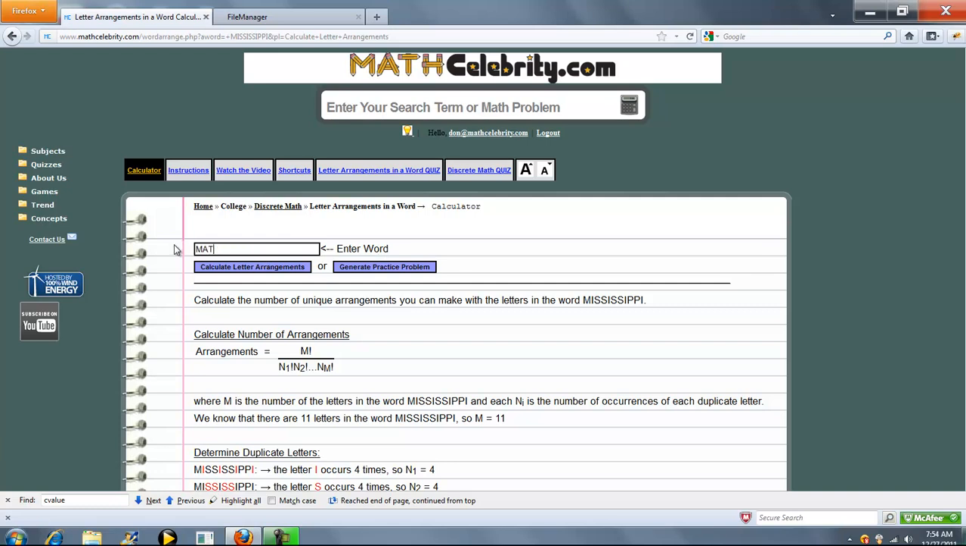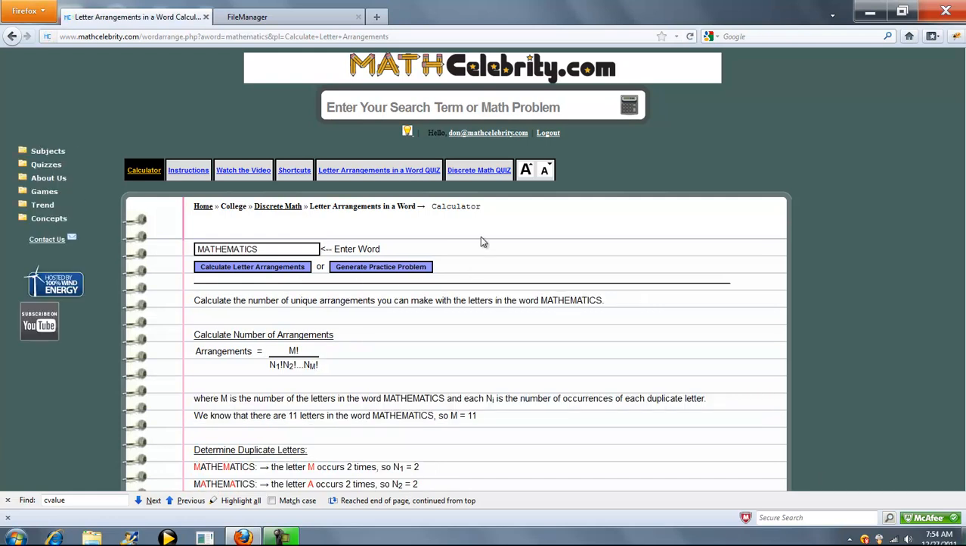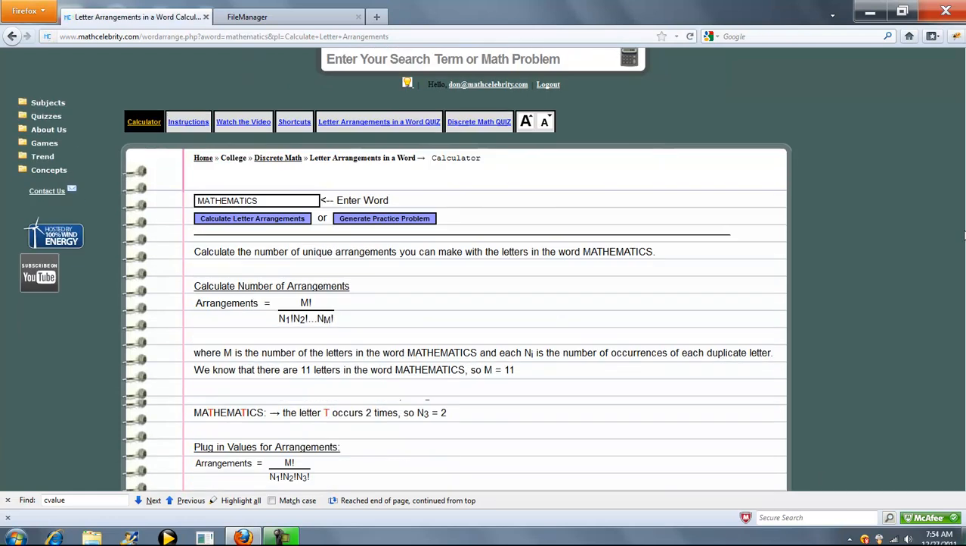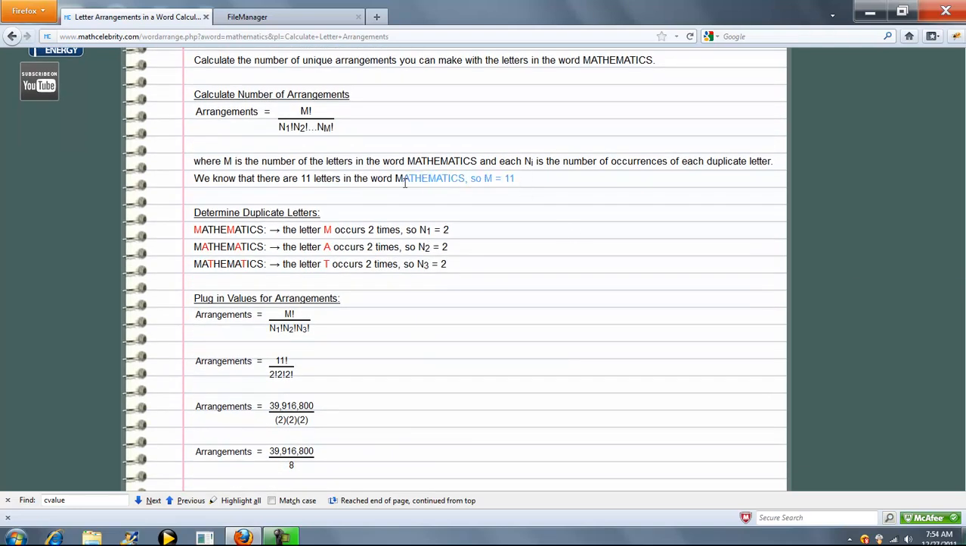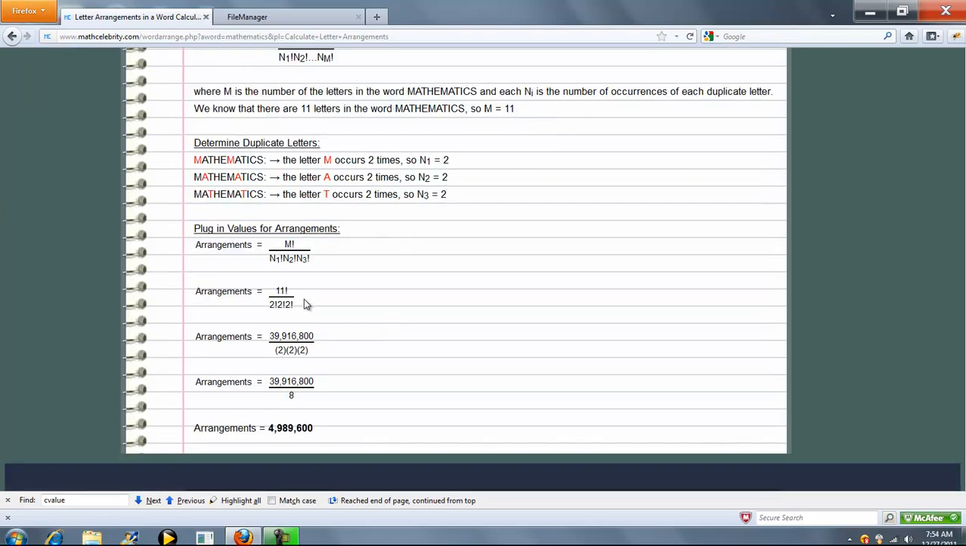So let's try another word. Let's try mathematics. Press calculate letter arrangements. Again, we set up our formula. There's 11 letters in the word mathematics. There's 3 sets of duplicates, M, A, and T, all of them 2. Set up our equation, simplify, and we get our answer.